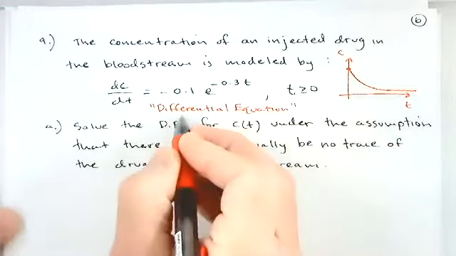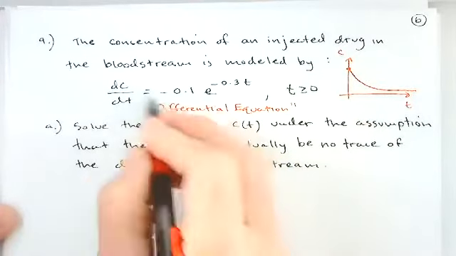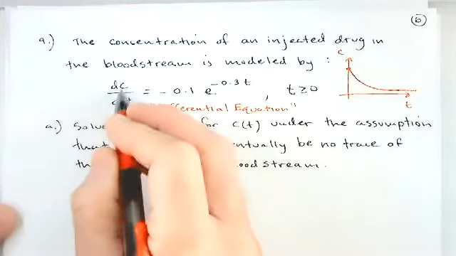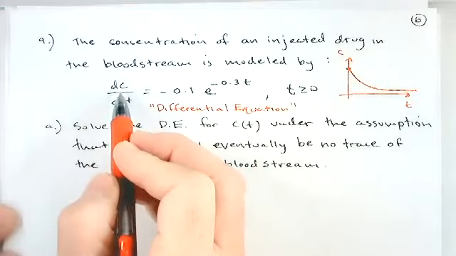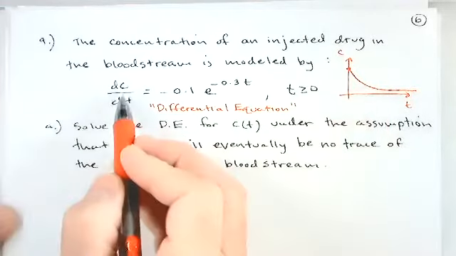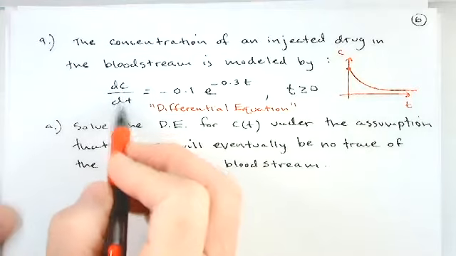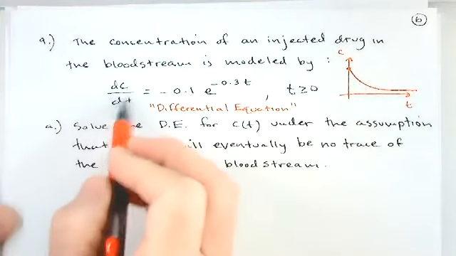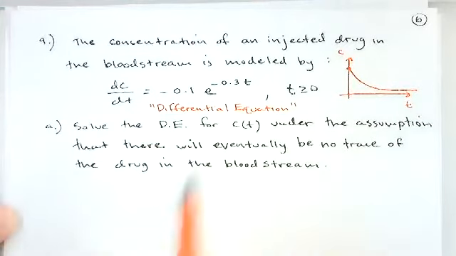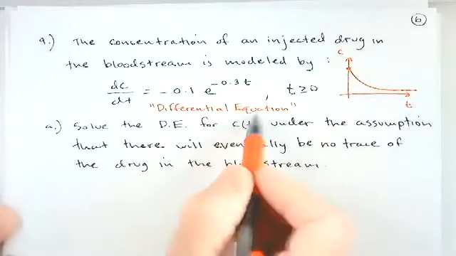All a differential equation is that it's an equation written in terms of the derivative of something, right? We don't have a formula for the concentration over time. We have a formula for how the concentration's changing over time, right? This is a derivative. So differential equation is the name for that.